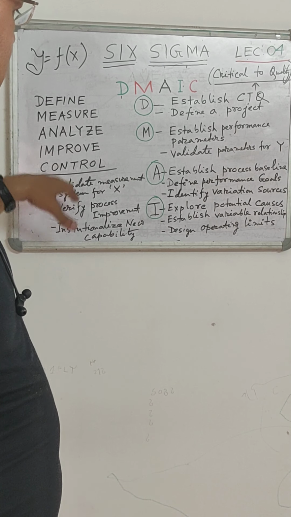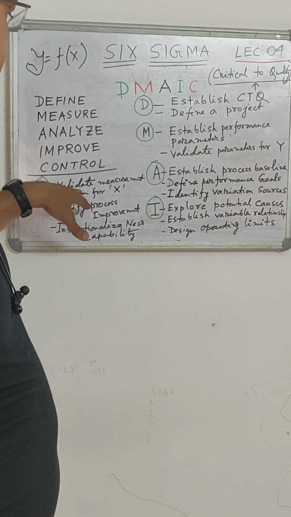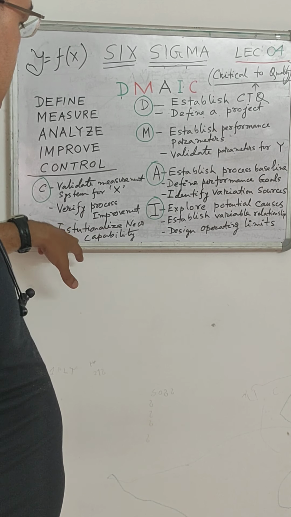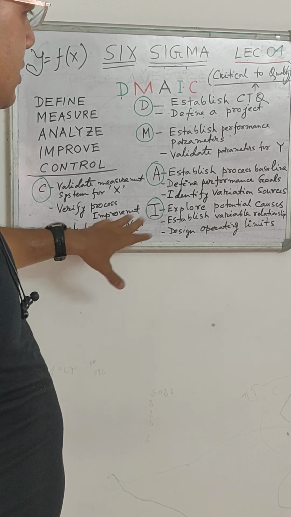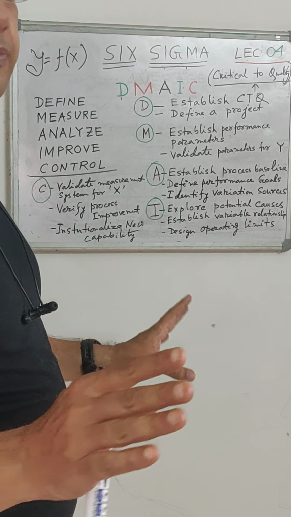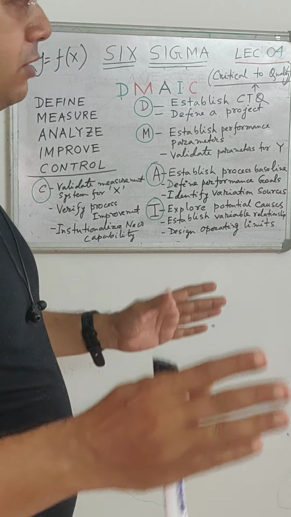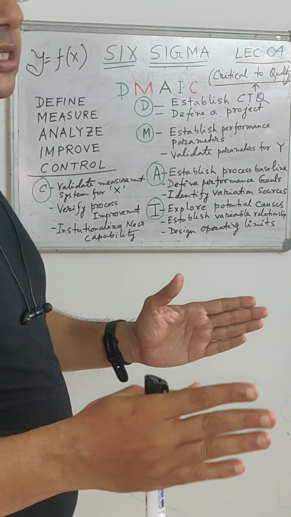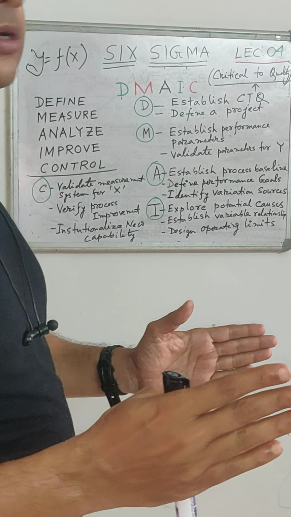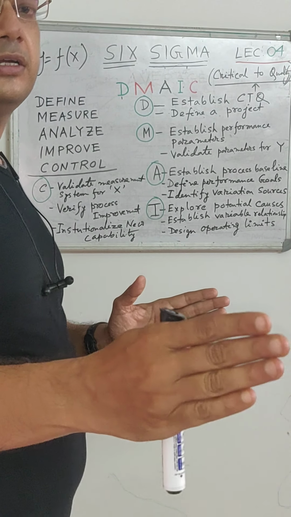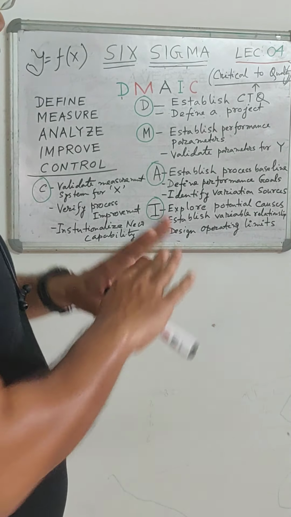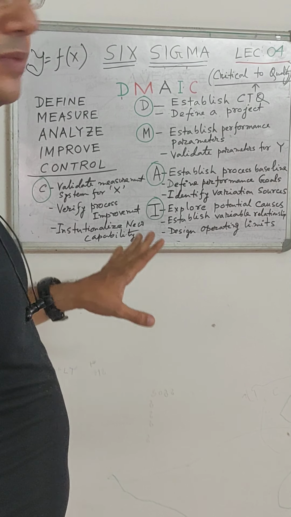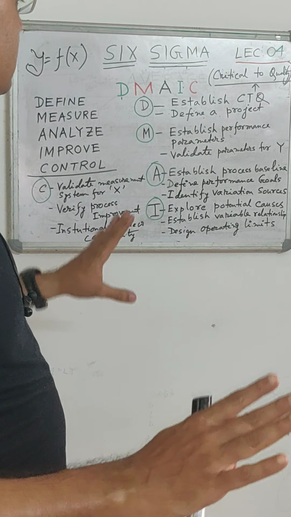Then Control phase. Validate the measurement system for X, verify process improvement, and introduce new capability. Then we need to check the capability of this system. After everything is done, how much capable is our system? Whether our system is Six Sigma capable or not, that also we need to define after a certain validation. So this is our broad methodology for any Six Sigma project.